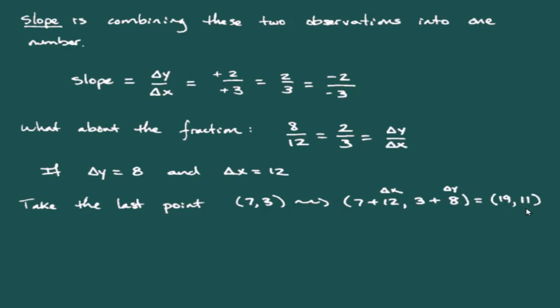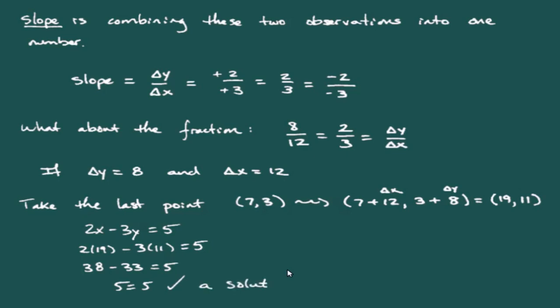So is 19, 11 a new solution? Well, let's take it and plug it in. 2x minus 3y is 5. 2 times 19 minus 3 times 11 is going to be equal to 5. Well, 2 times 19 gives us 38. 3 times 11 gives us 33. 38 minus 33 gives us 5 is equal to 5. And sure enough, yes, it is a solution.